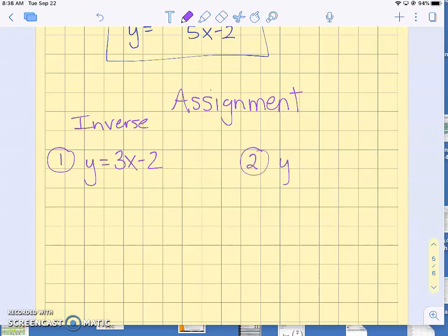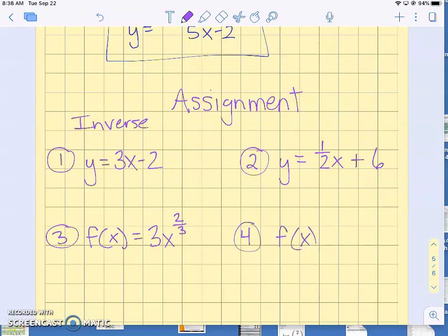The second one is y equals 1/2 x plus 6. The third one, and I'm going to put some f of x in there, f of x equals 3x to the 2/3. And then the fourth one, f of x equals 2x plus 1 over x minus 6. So those 4, you need to come tomorrow ready to share your answers.